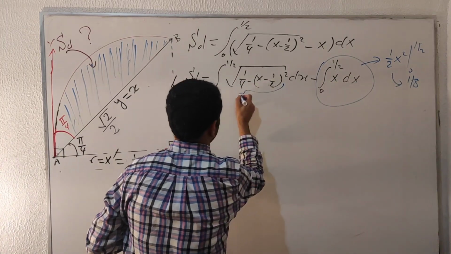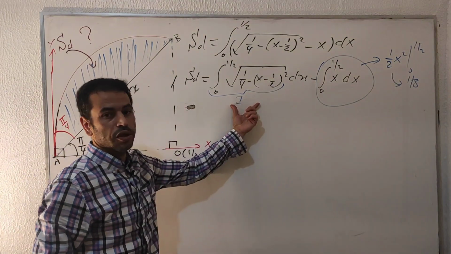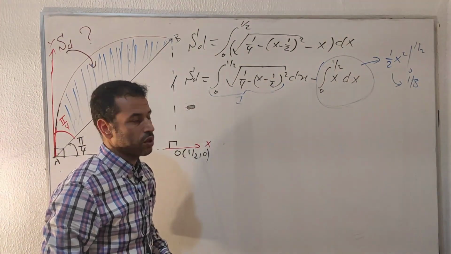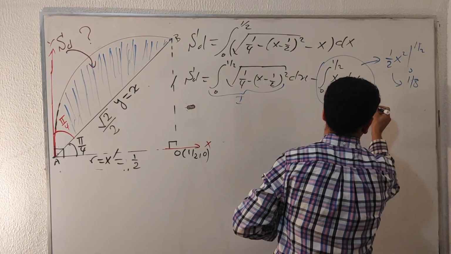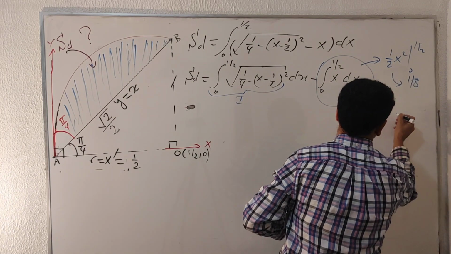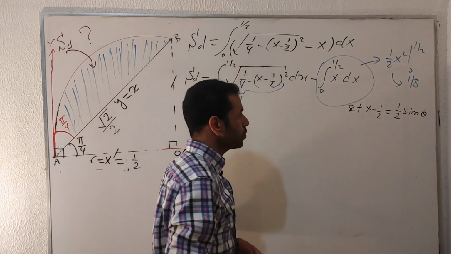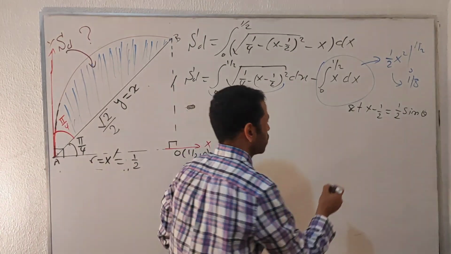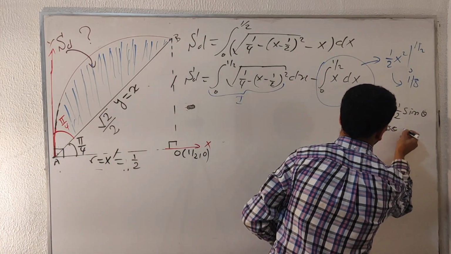Let's call this one the I integral. In order to calculate the I integral, I'm going through the substitution. Let's set x minus half equals half sine theta. Let's differentiate this one. We get dx equals half cosine theta d theta.